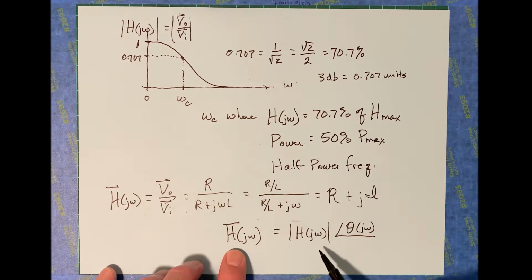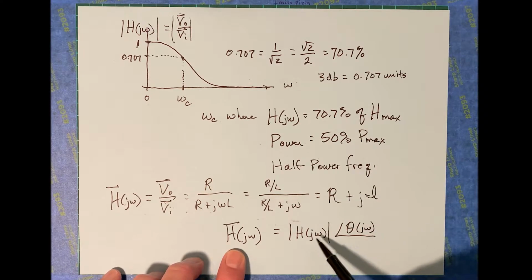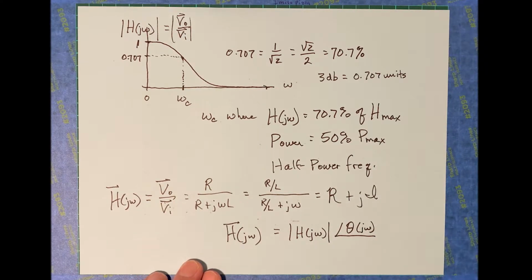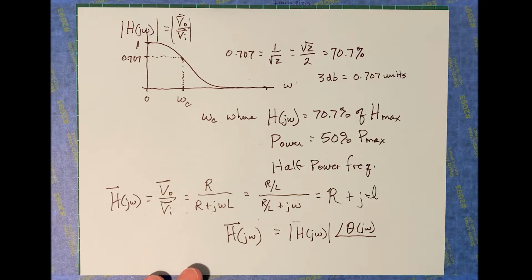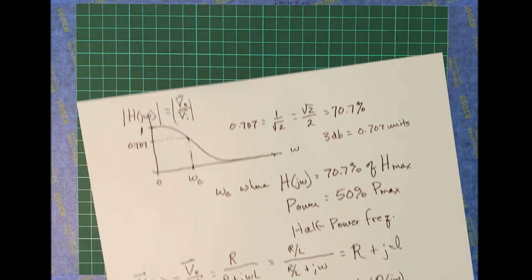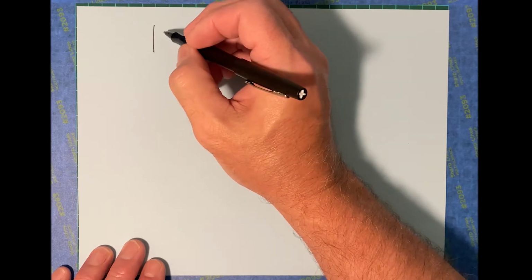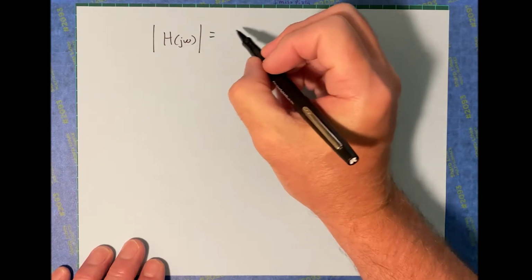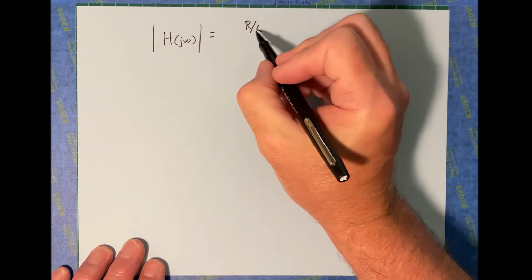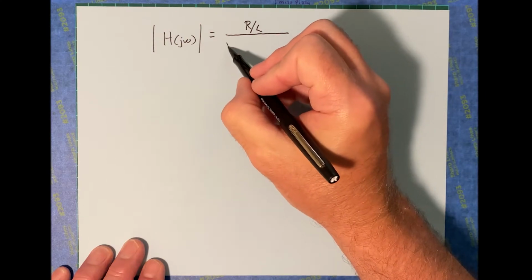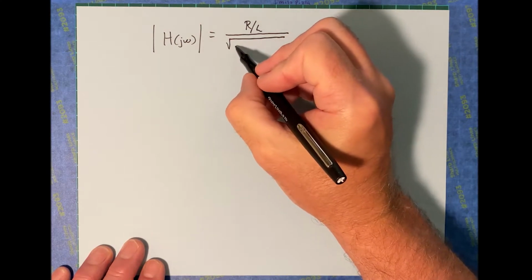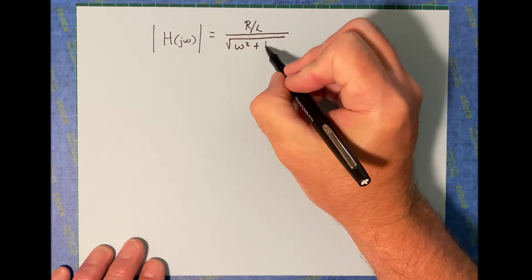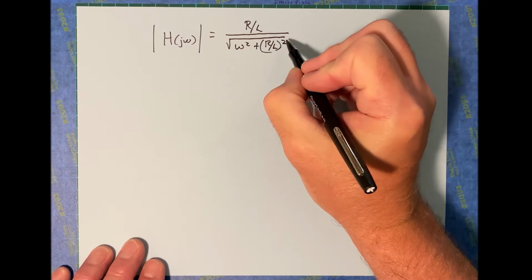Okay, so the phasor can be expressed in a rectangular form or a polar form like that. Now, rather than go through the process of the algebra to get to that point, I'm just going to jump to the solution and show you what it looks like. The magnitude of this specific transfer function is going to be R over L divided by the square root of omega squared plus (R over L) squared.